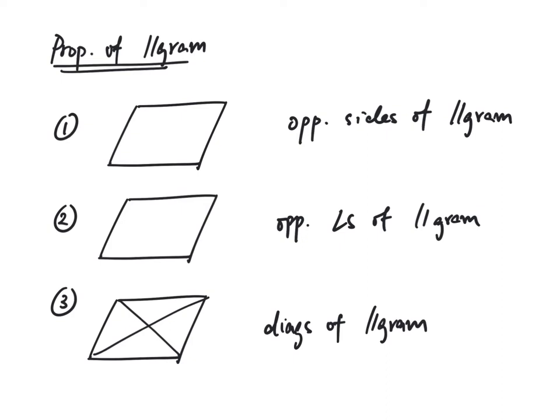For example, we say that the opposite sides of a parallelogram are always equal, and we also talk about the opposite angles of a parallelogram being always equal. And in S3, we learned about the diagonals of a parallelogram. They intersect each other at the midpoint, so that we call them they bisect each other.